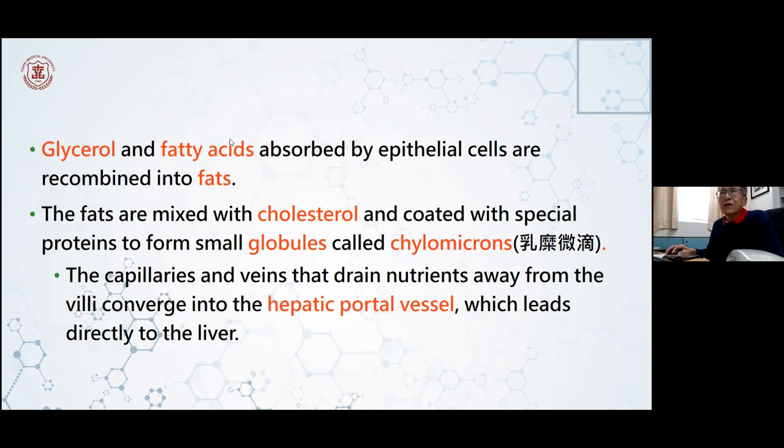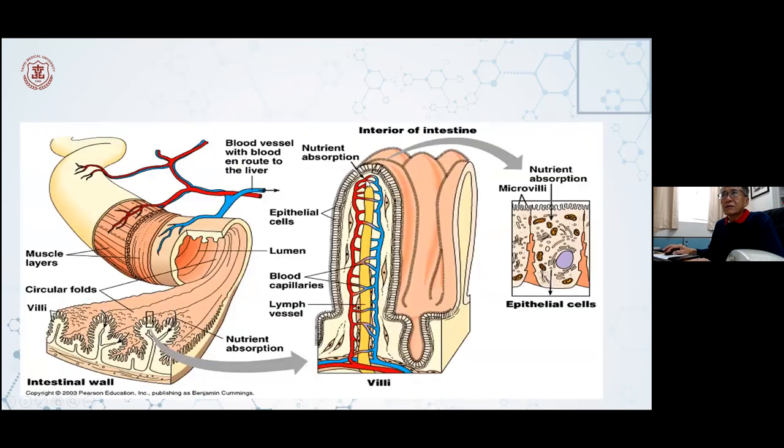So the glycerol and the fatty acids can be absorbed by the epithelium and recombine into fats. The fats are mixed with cholesterol and coated with a special protein to form a small globule called the chylomicron. The capillary and the vein drain the nutrient away from the villi, converging into the hepatic portal vessel. So the material enters into the capillary and then converges into the hepatic portal vessel, and then goes to the liver, okay? And the fatty acids from the chylomicron enter the lacteal systems.